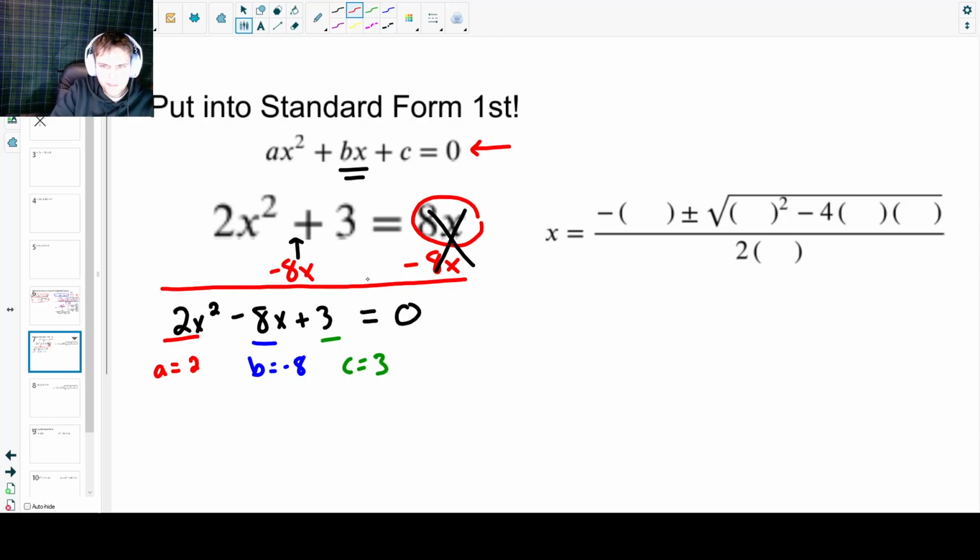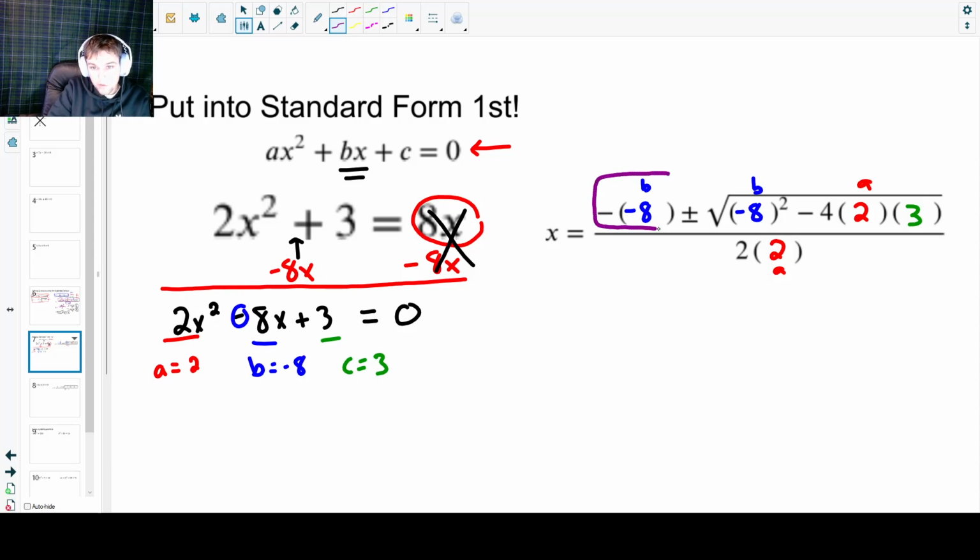Alrighty, so plugging this in, a values go here and here. These are both our a values, which are 2. Our b values go here, negative 8, and here, negative 8. Again, this is a negative number because of the subtraction symbol that was in front of it. And then lastly, our c value goes over here. Again, I like to think about this quadratic formula as having 3 parts to it.